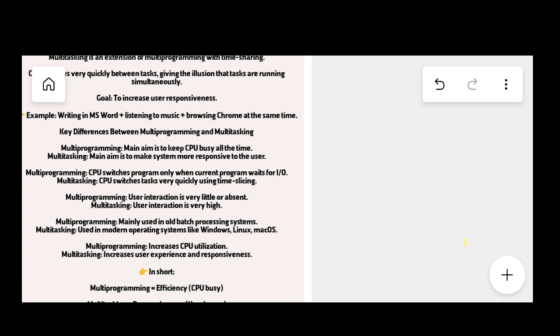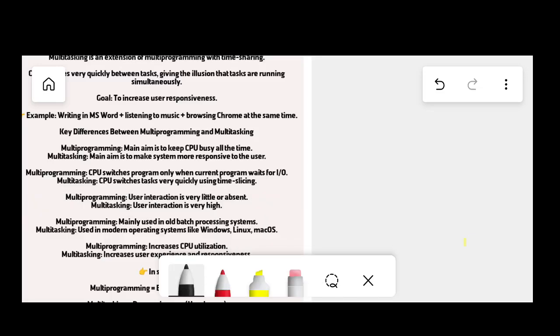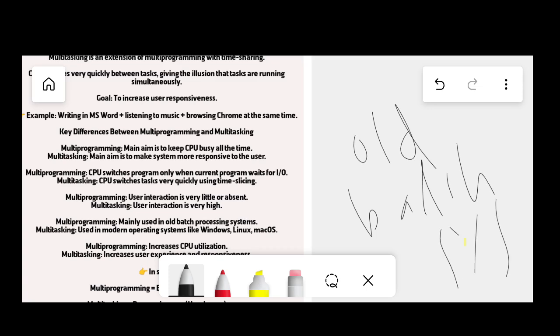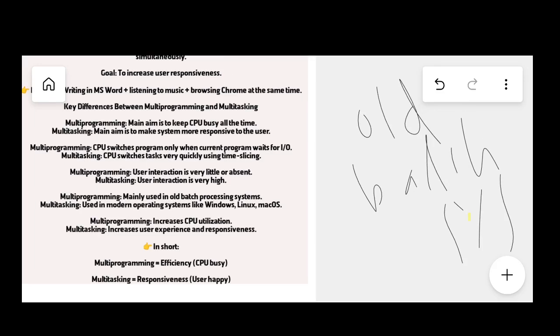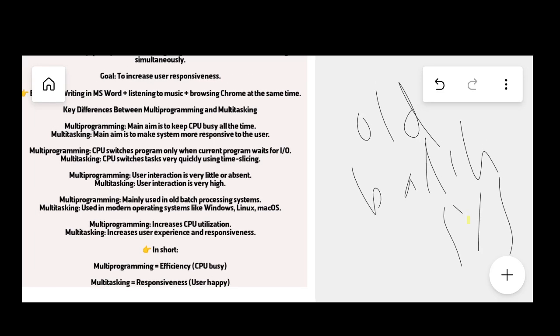And multiprogramming was mainly used in old batch systems, while multitasking is used in modern operating systems like Windows, Linux, or Mac OS. And multiprogramming increases CPU utilization, while multitasking improves user experience.